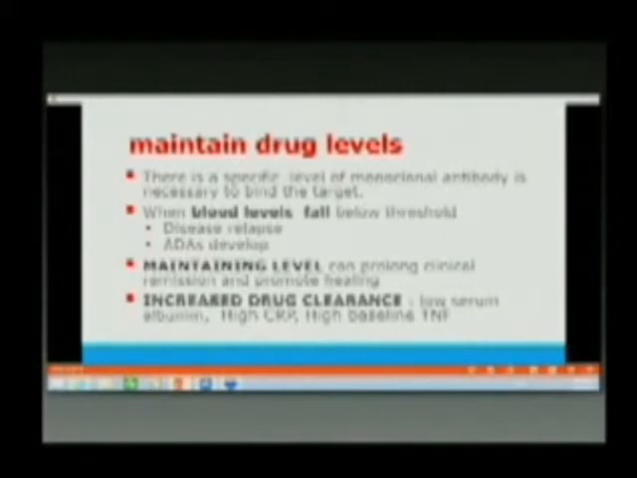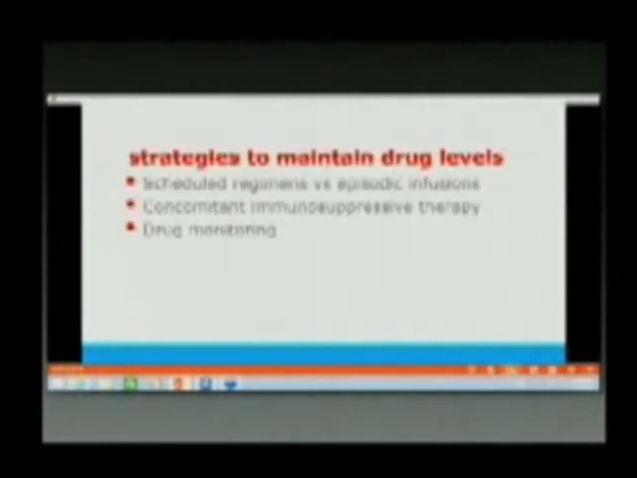There are some instances where drug clearance is increased. Low serum albumin, where you might have very severe disease and you're now losing not only albumin in your stools, but even your monoclonal antibodies. High CRP and high baseline TNF would just say that you have a lot of inflammation going on, and therefore a lot of the antibody is needed. So in those situations where you have, for example, high CRP, high TNF, low albumin, these are the situations where you might need to monitor the levels of your drugs, not to mention you might need to give higher doses of your biologics.